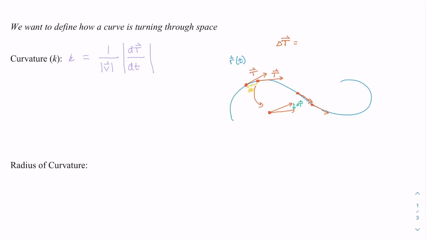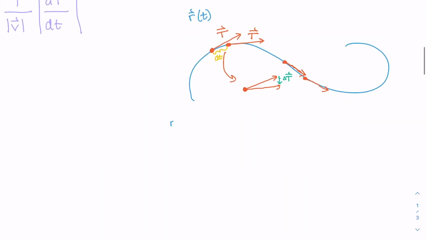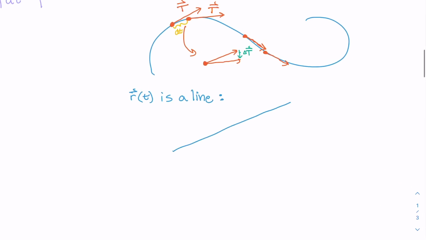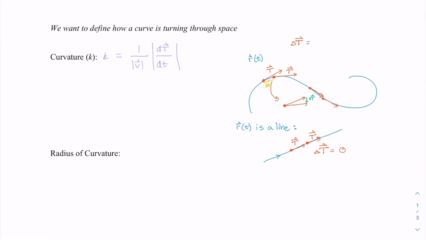And you could imagine for a straight line, when we plot r of t as a straight line, that would look like this. Then if I were to plot two different unit tangent vectors, you'd get one there. So there's two unit tangents. Then the change in the unit tangent will actually be the zero vector. There's no change. And so if you were to plug that into this formula for a straight line, right?